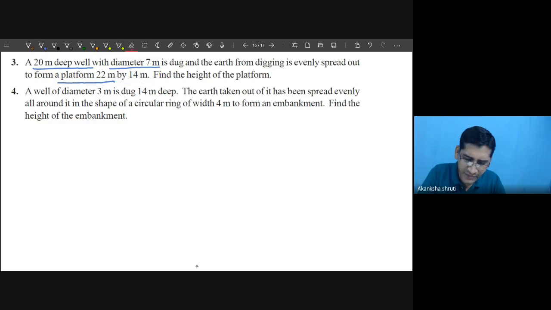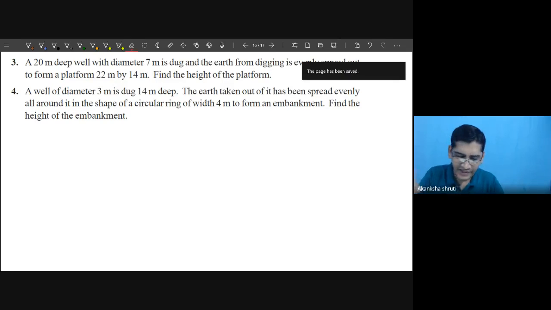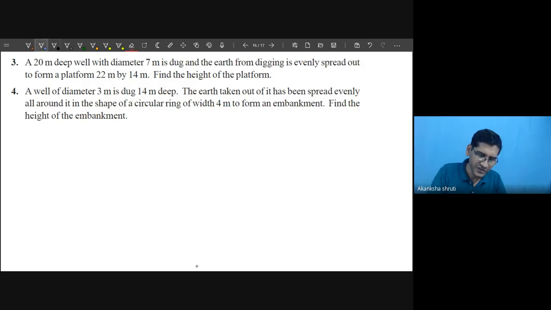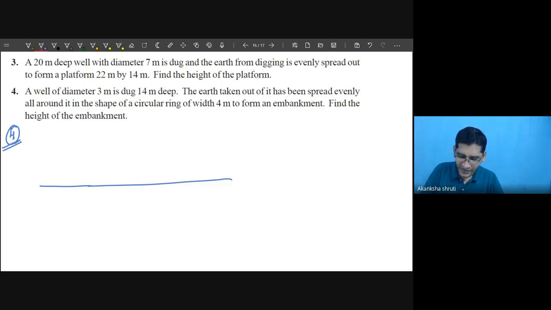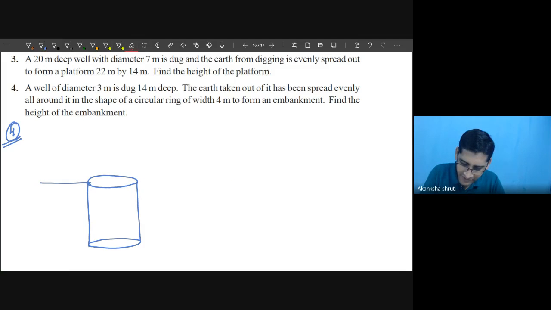Students, the first thing you have to do is draw the figure correctly. Once you draw the figure, you can get the result very easily. So drawing the figure is very important. So for question number 4, a well of diameter 3 meter is dug 14 meter deep. You may consider this is the ground. From this ground a well is dug, like this. So this ground will open from here. On opening, we will get it like this.